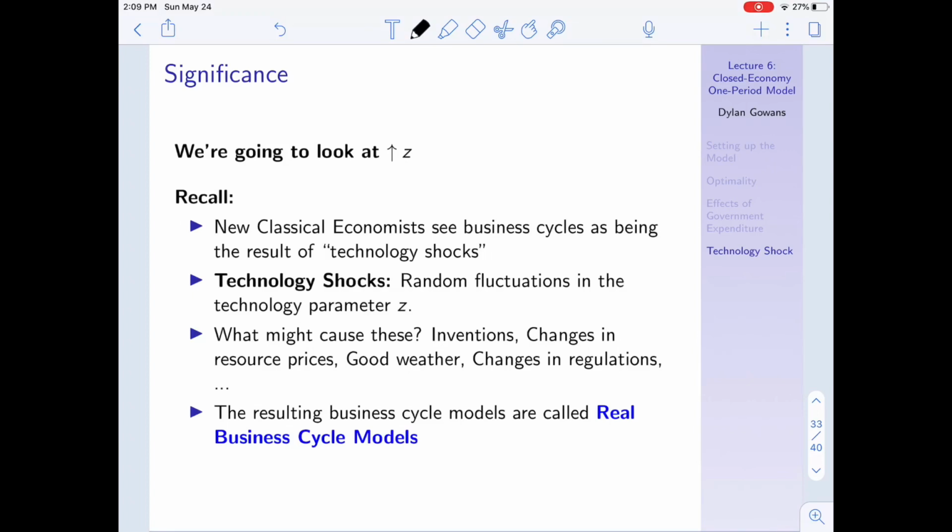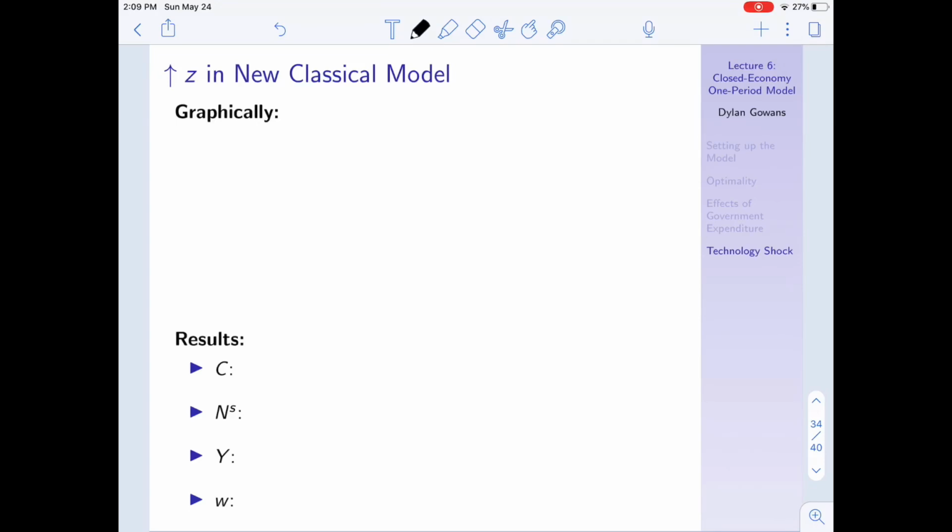So these are some ideas of what the new classical economists had in mind. And the resulting business cycle models are called real business cycle models. That is, these are fluctuations being driven by the real side of the economy, by productivity, by the cost of doing business. And so these are called real business cycle models. I put this in blue because it's an important term to know. Okay, so what happens in our model when we increase Z? Again, we're going to do it graphically.